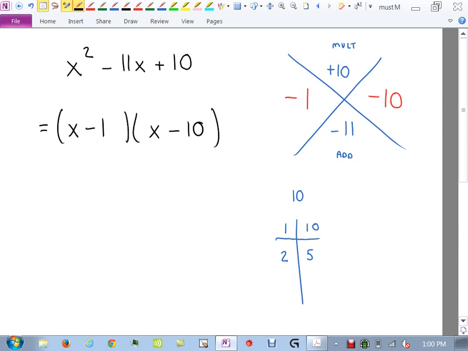Now, someone's inevitably going to ask me, could I have done x minus 10, x minus 1? What do you think? X minus 10 over there, x minus 1 over here. Yes, that'll still work because it's commutative. You can switch the order. Okay, let's try another.